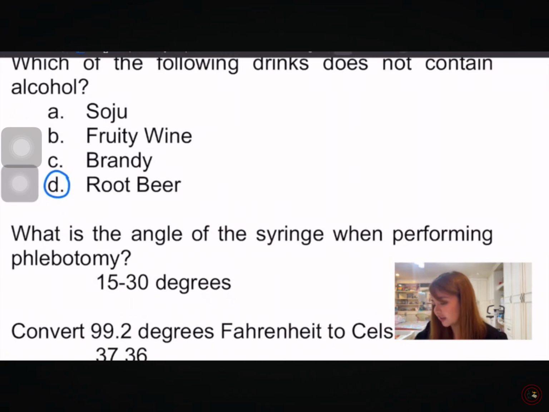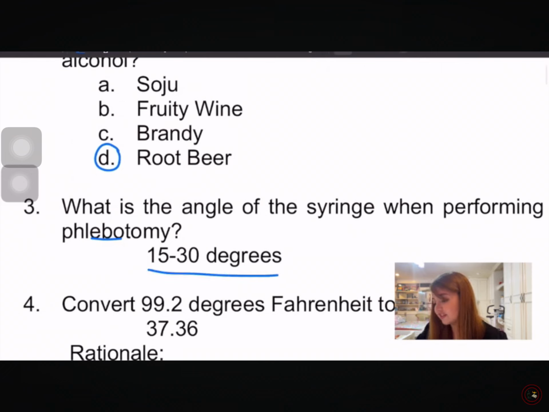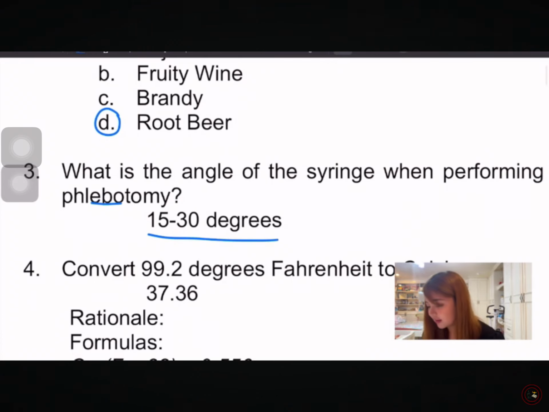Finally, what is the angle of the syringe when performing phlebotomy? The answer is 15 to 30 degrees. Any value na within that range could also be given, so try to think more rationally regarding that, guys. So 15 to 30 degrees, ilang beses nang tinanong sa atin to.